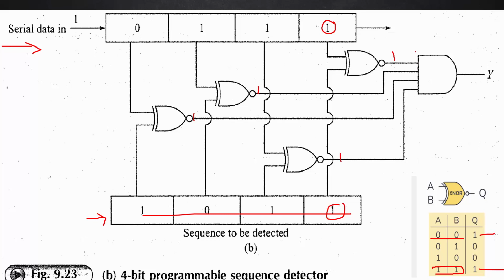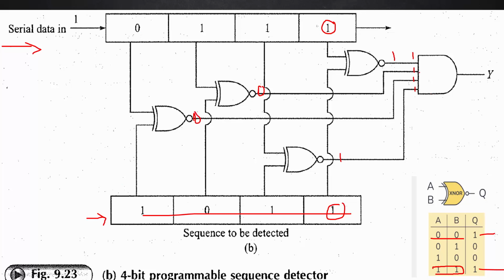Then these 1 1 1 1 come here. If all the bits are matching, then the output is 1. See, here it is not matching, here it is matching, here it is matching, but here it is 1 and here it is 0. So this forms 0. Here 0 and 1, this forms 0.